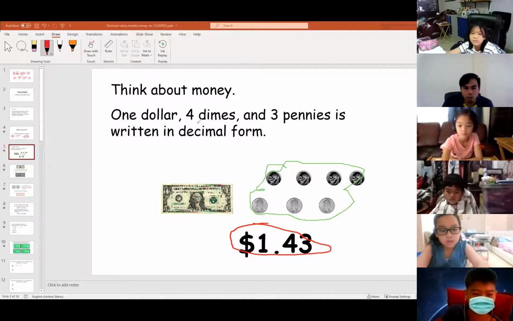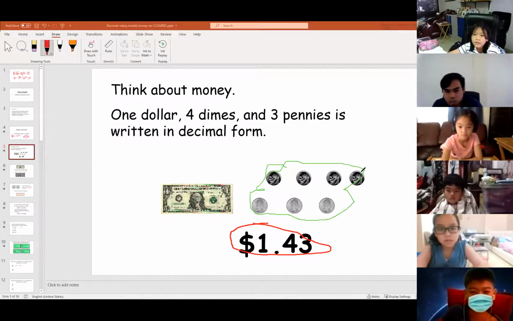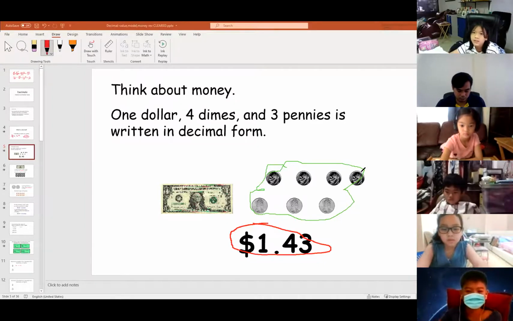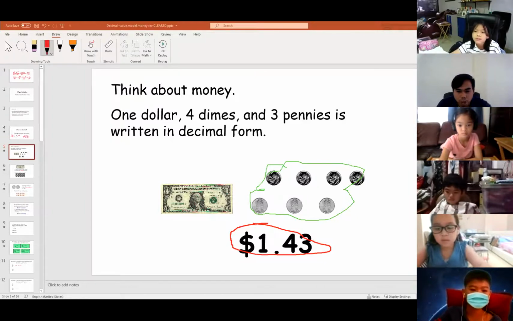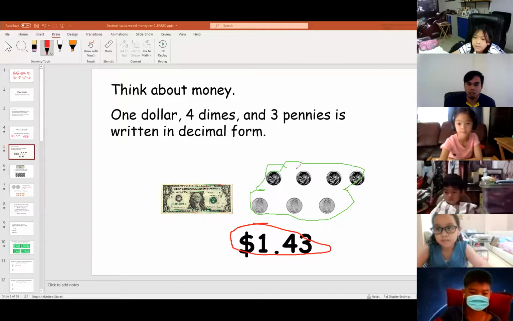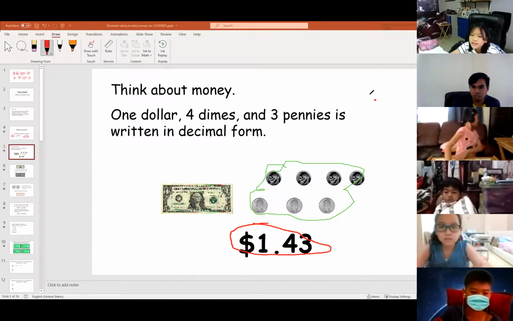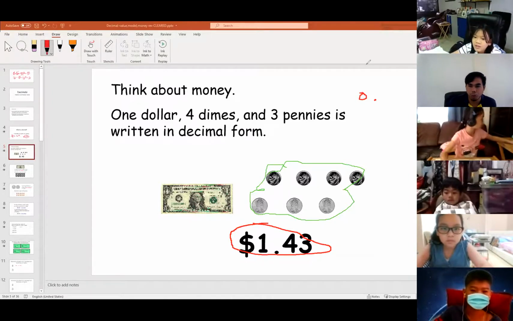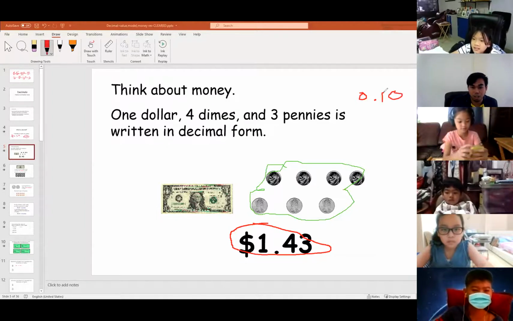Okay, so here we have $1, 4 dimes. Which one are the dimes, students? That one, the upper one, right? So 4 dimes. How many? At what point are the dimes? 0.10. Okay, 0.10, right? That's the dimes. How about the pennies? What point are the pennies?